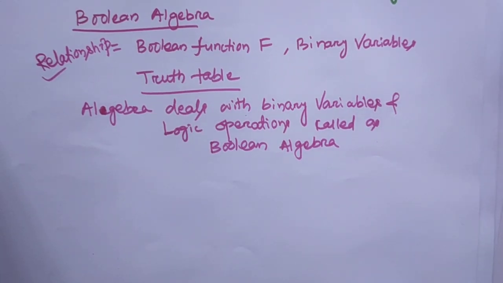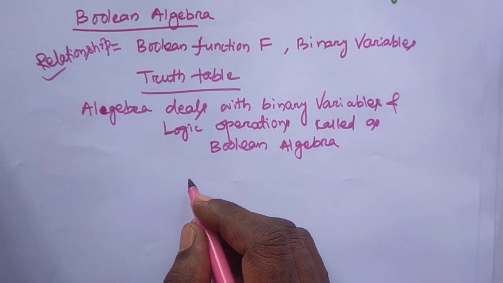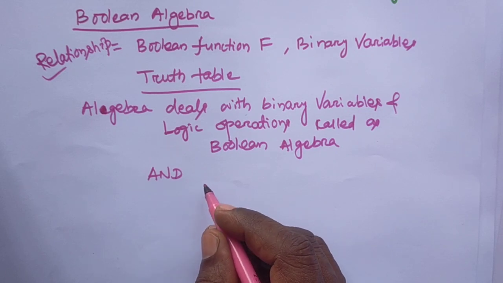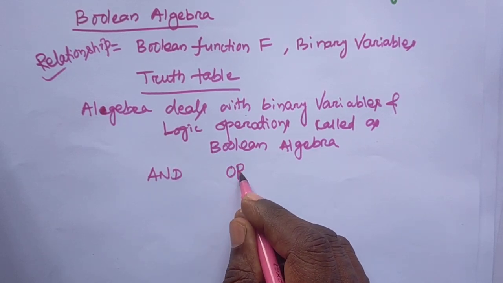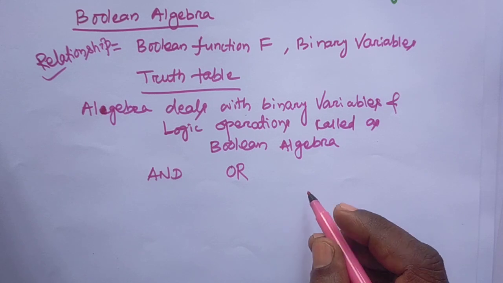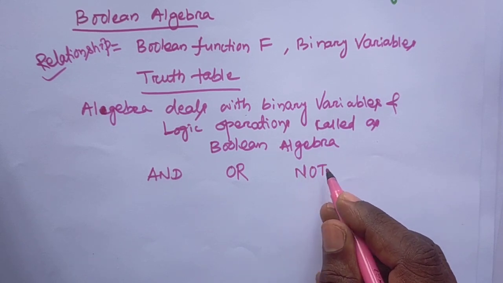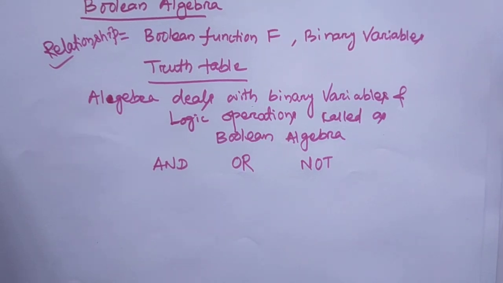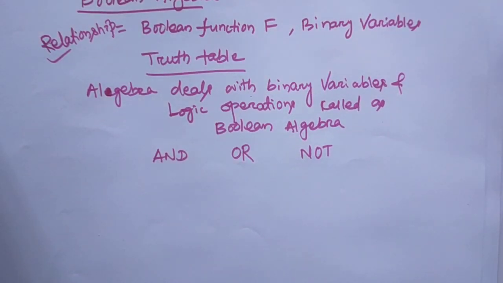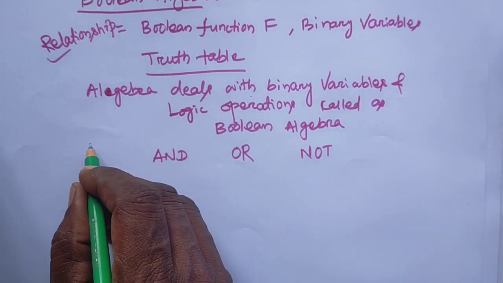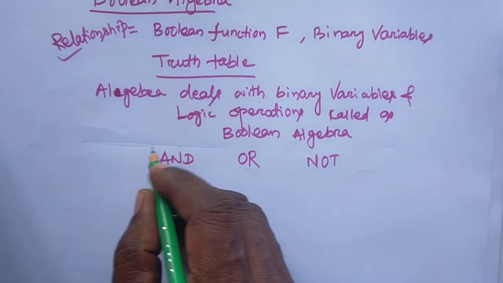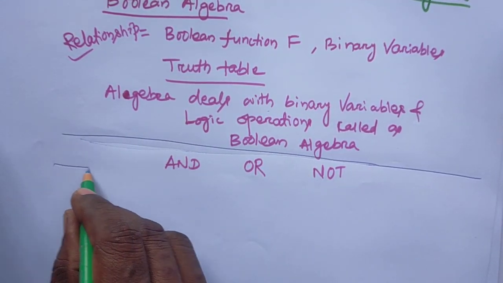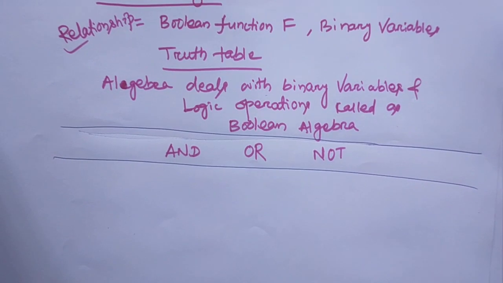Let us consider the AND operation, another is the OR operation, next is the NOT operation. Three operations we consider. Then we see what axioms there are and how they deal with these numbers. Now we see.